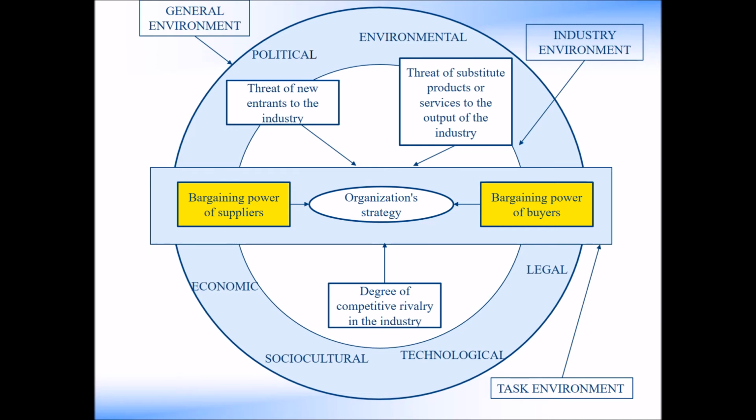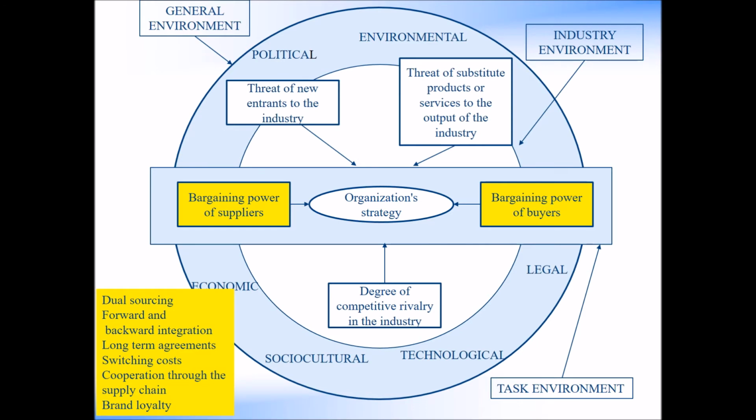Similarly, in business-to-business industries where buyers have the balance of negotiating power, it can put downward pressure on prices. Strategies such as dual sourcing or forward and backward integration, establishing long-term agreements to create switching costs, cooperating through the supply chain, or building brand loyalty are some of the potential strategies that firms could employ.